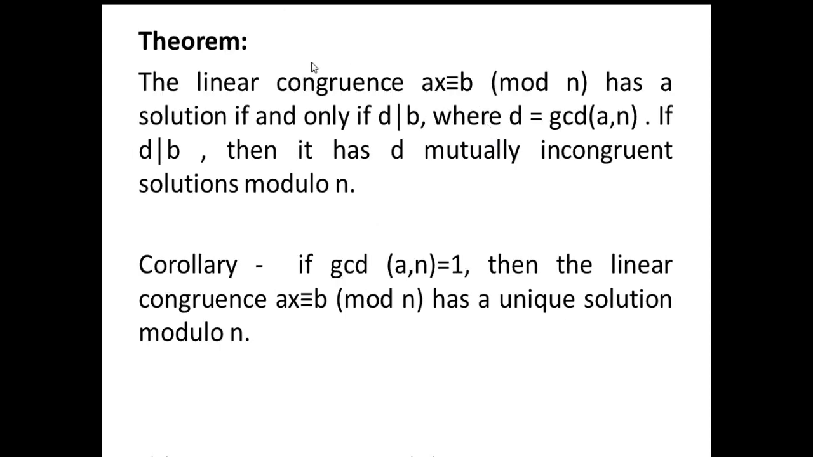Let us see this theorem. The linear congruence ax congruent to b modulo n has a solution if and only if d divides b, where d is the GCD of a and n. If d divides b, then it has d mutually incongruent solutions modulo n. A corollary to this theorem says that if GCD of a and n is 1, then the linear congruence ax congruent to b modulo n has a unique solution modulo n.